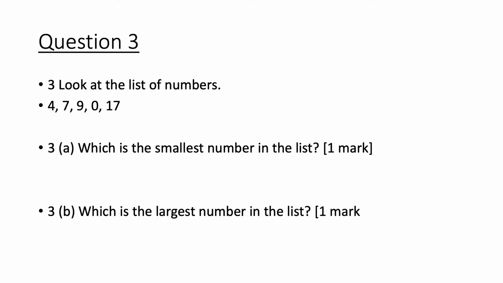Question number 3, guys, look at these lists of numbers. 4, 7, 9, 0, 17. 3a, which is the smallest number in this list? Well, 0 is the smallest number. Which is the largest number in this list? Well, 17 is the biggest number. 17 is the biggest number, and 0 is the smallest number.